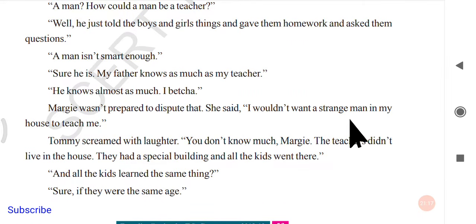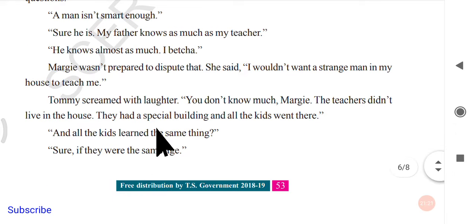She said, I wouldn't want a strange man in my house to teach me. So Tommy screamed with laughter. You don't know much, Margie. The teachers didn't live in the houses. They had a special building, and all the kids went there. So all the kids learned the same thing? Sure, if they were the same age.